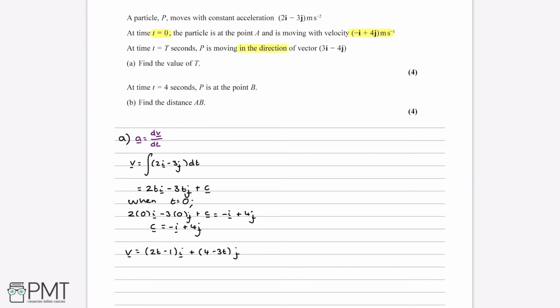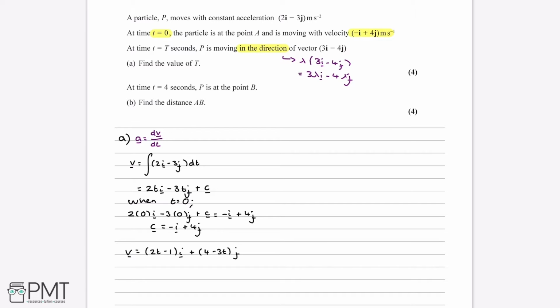So now we have this complete expression. We know that at time t equals capital T seconds, p is moving in the direction of the vector 3i minus 4j. And in the direction implies, as I said previously, that it's parallel. And given that parallel means that it has to be a multiple of this vector 3i minus 4j, we can write this as lambda, where lambda is just an unknown that we need to work out, multiplied by this, which we can then expand to 3 lambda i minus 4 lambda j.